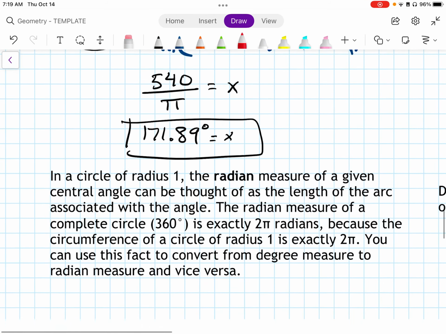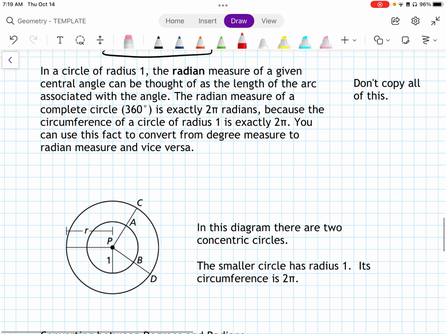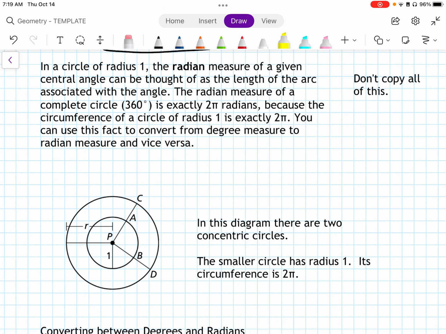All right, looking on. Now we're talking about something new, a radian. So in a circle with a radius of 1, the radian measure of a given central angle can be thought of as the length of the arc associated with that angle. The radian measure of a complete circle, which is 360 degrees, is exactly 2 pi radians. Because the circumference of a circle of radius 1 is exactly 2 pi, right? That should make sense.